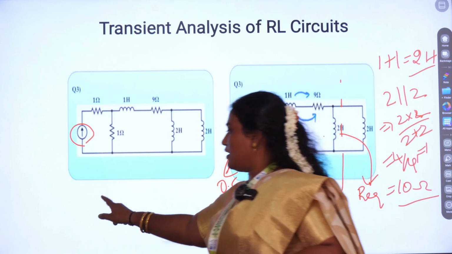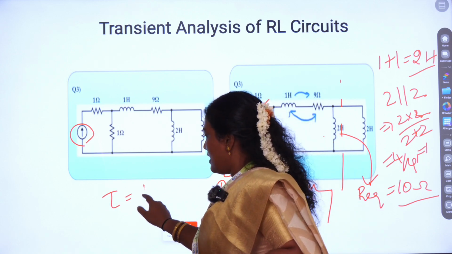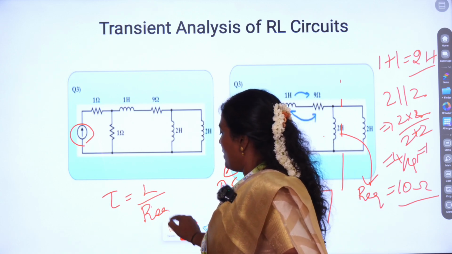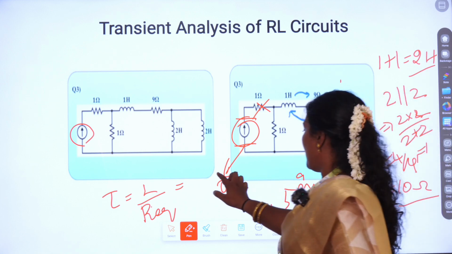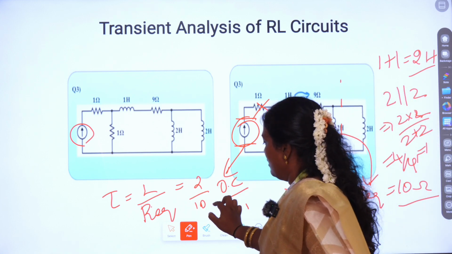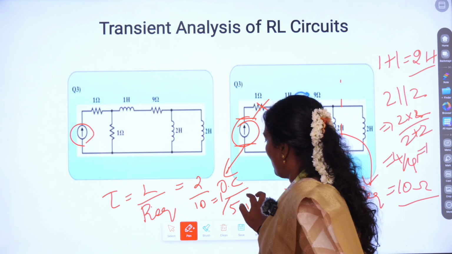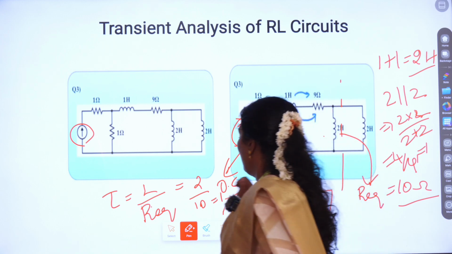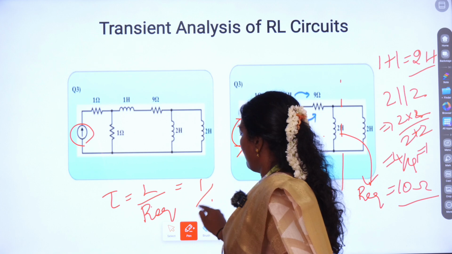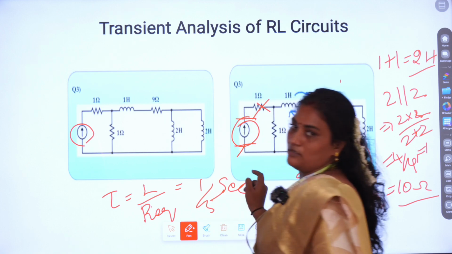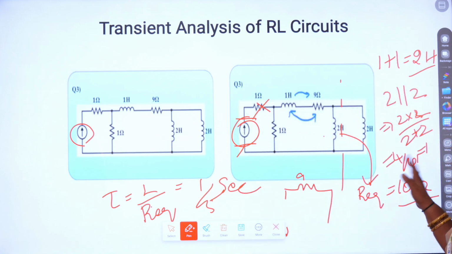So I have the R equivalent, I have the Henry value. So I can calculate tau as L divided by R equivalent. What is the L value? L is 2, divided by my R equivalent, which is 10. So I can write it as 1 by 5 second. So the value that I calculate for tau is equal to 1 by 5 seconds. So this is our calculation.